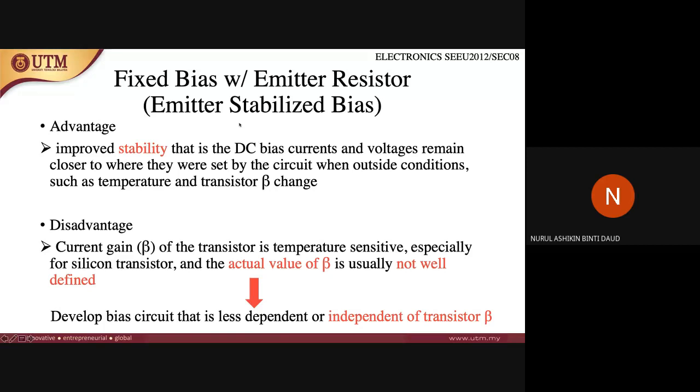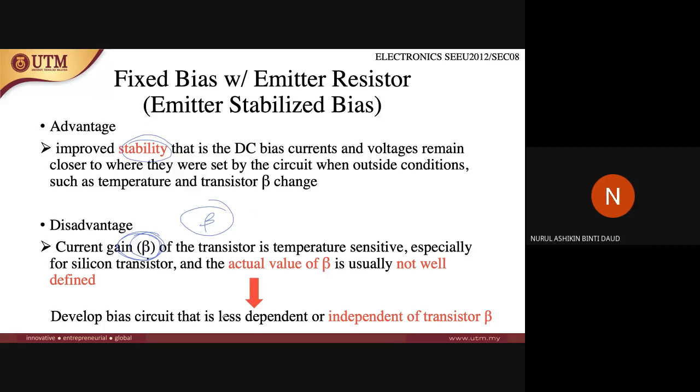Even though this circuit is much more stable compared to the fixed base bias, it still has a disadvantage: the current gain beta can still be sensitive. It can still change because of sensitivity to temperature. So it is not good, because it still depends on beta. The actual value of beta is usually not well defined using this graph. So how do we overcome this problem?